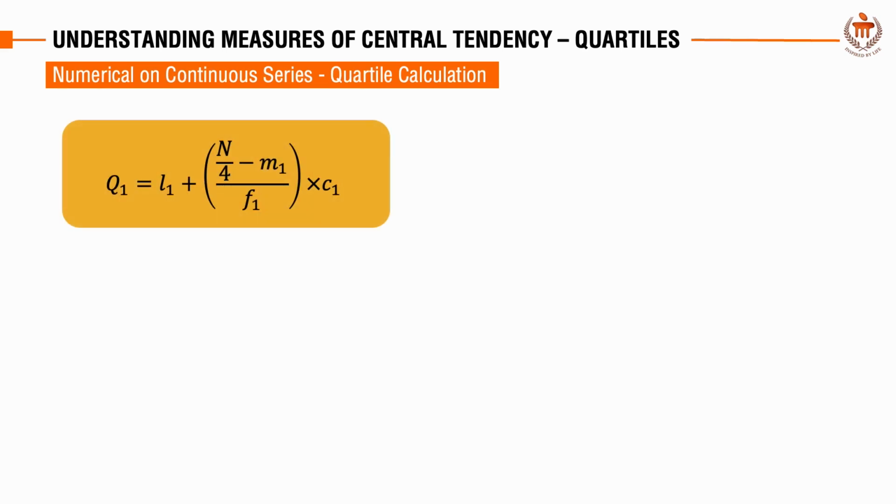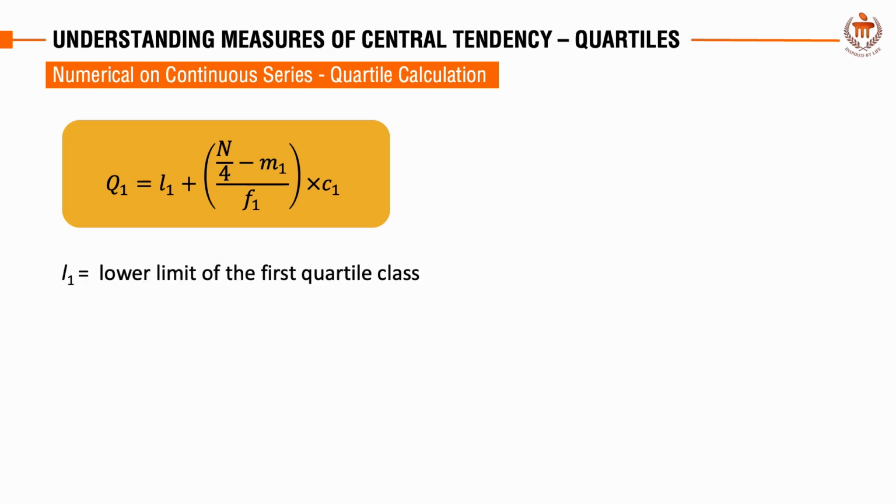This is the formula of quartile 1 when we have class intervals and frequencies, where L is the lower limit, N is the total sum of frequency, M is the cumulative frequency before the selected class interval, F is the frequency of the class interval, and C is the height, or the difference between the upper limit and lower limit of the class interval.